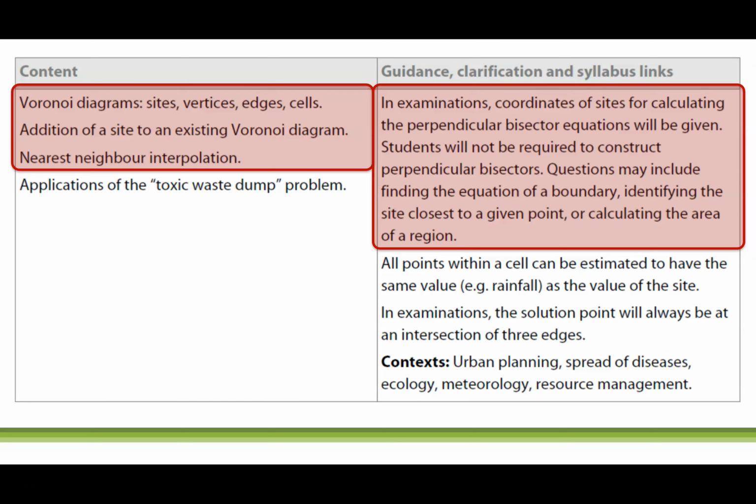Questions may include finding the equation of a boundary. That is the equation of the perpendicular bisector, by the way. Identifying the site closest to any given point. So if you find a point within a cell, knowing that the site that's in that cell is the closest one. And you may be asked to calculate the area of a region, and that, of course, is finding the area of a triangle or some sort of quadrilateral or other thing. And that will be clear in the time ahead.